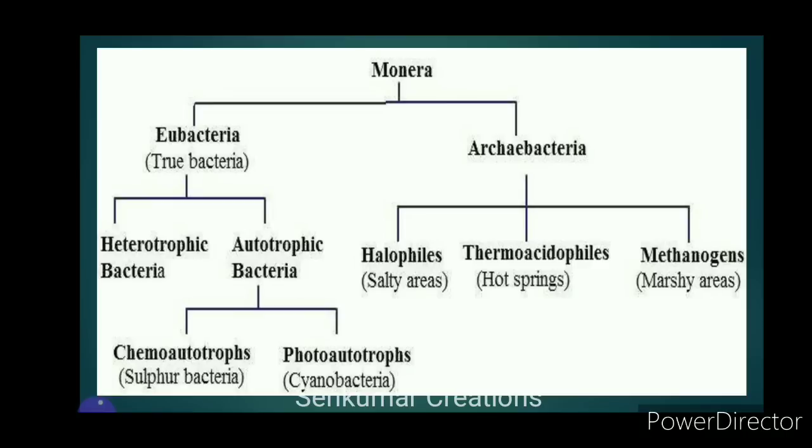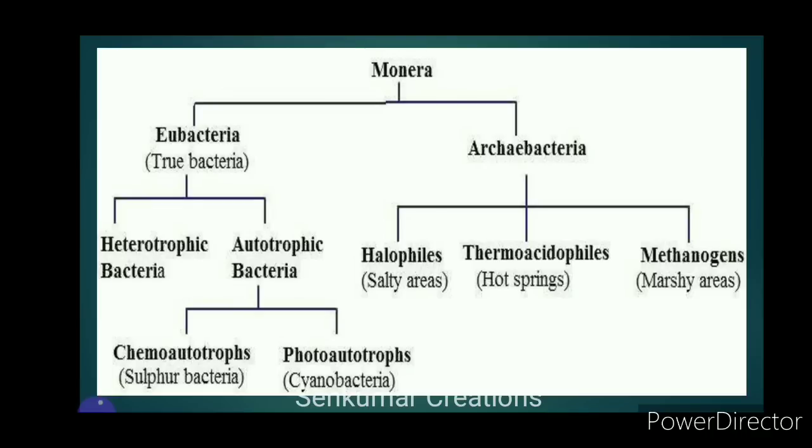Autotrophic bacteria can again be classified into two groups, chemoautotrophs and photoautotrophs. Chemoautotrophs, for example sulfur bacteria, and photoautotrophs, for example cyanobacteria. Chemoautotrophs use chemicals to make their own food. Photoautotrophs: photo means light, and they use sunlight for the process of photosynthesis.